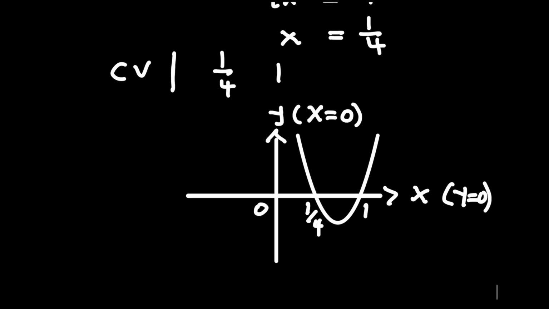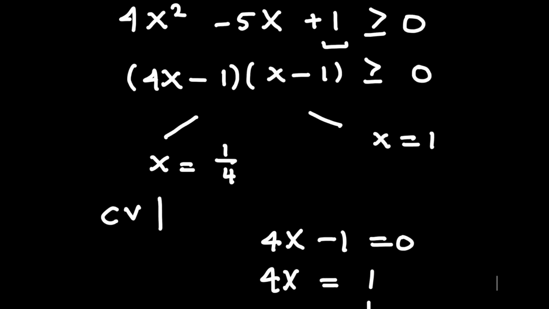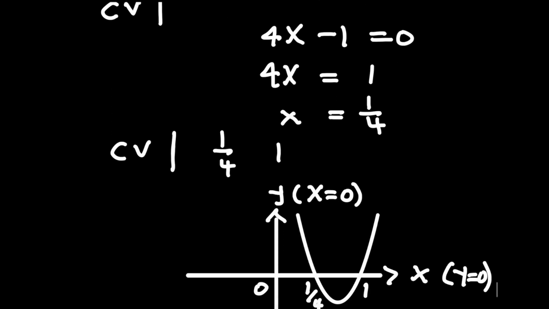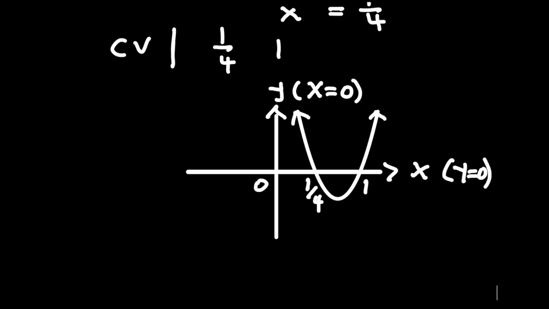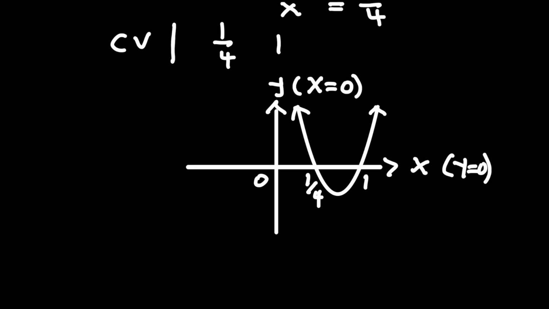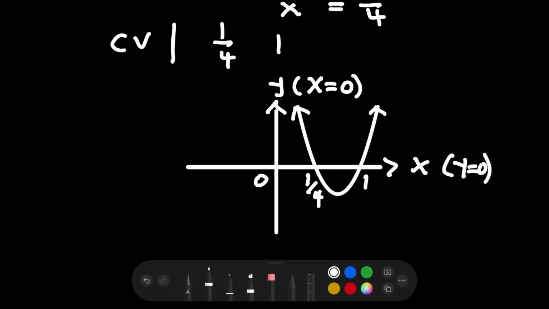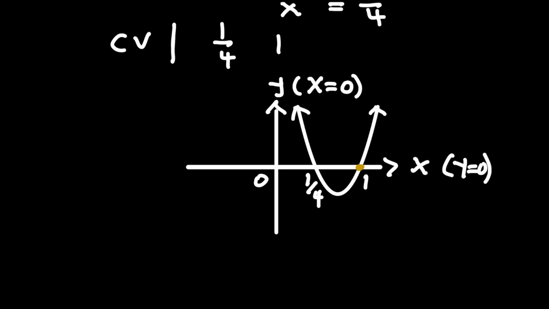Okay, so now we've got 4x minus 1 times x minus 1 is greater or equals to 0. So what that is saying is, it is asking us, where is this graph on and above the x-axis? You know what I'm saying? So let me just color that out. So it is asking us the values of x when the graph is on the x-axis and above the x-axis. So this is what we are looking for, and we should express that in terms of x, right?